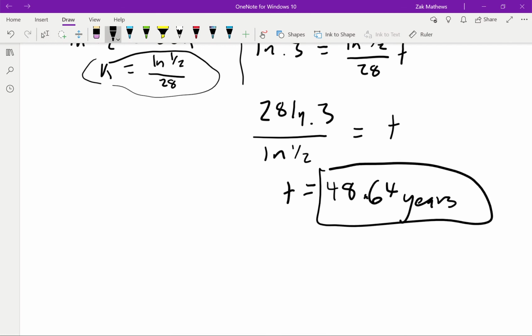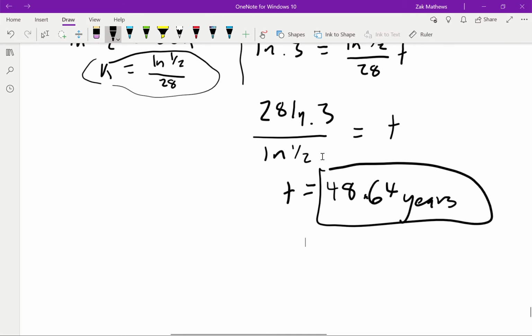That would make sense. If the half-life is 28, it better take longer than 28 years. And remember how these half-lives work. It's going to decrease less and less each time because we just have less to go down by. So 48 makes a lot of sense in the context of this problem.